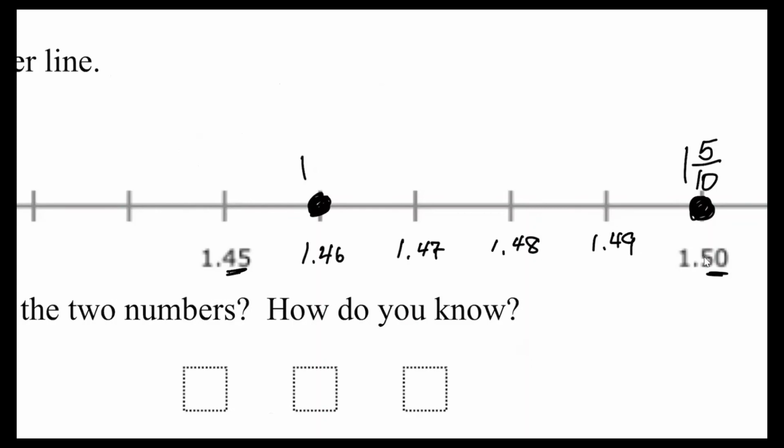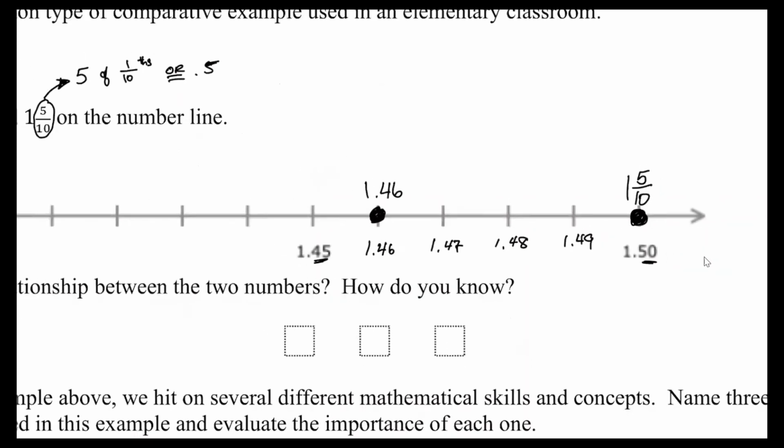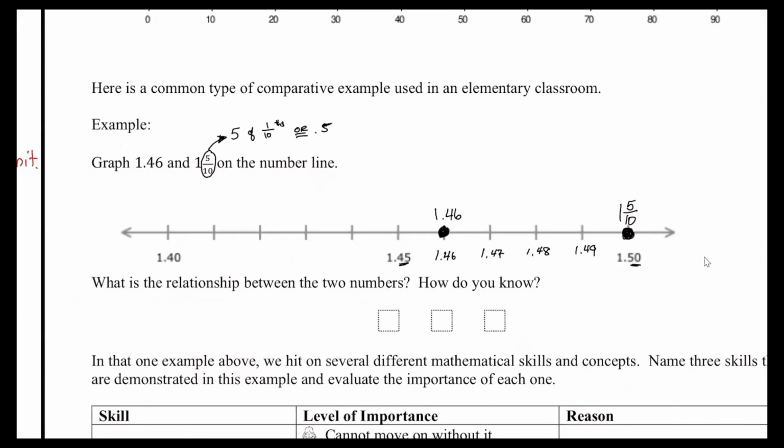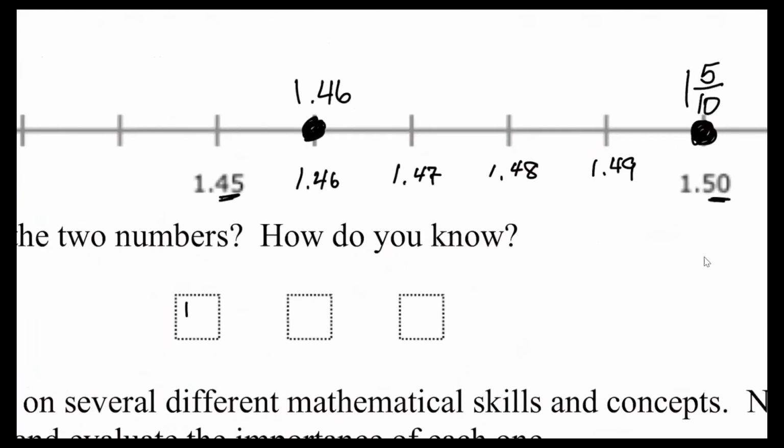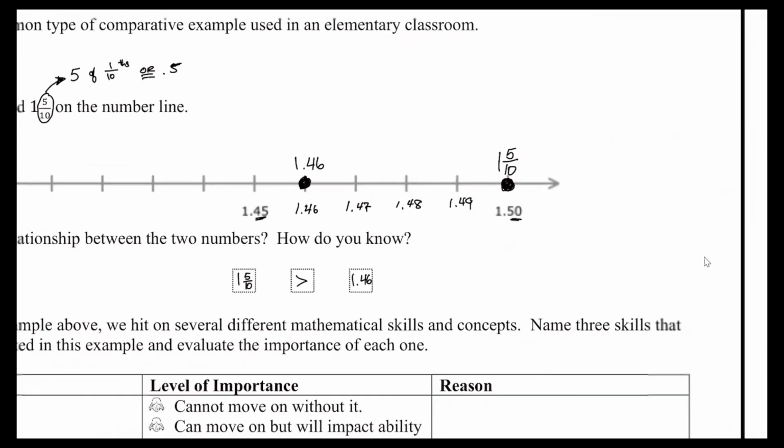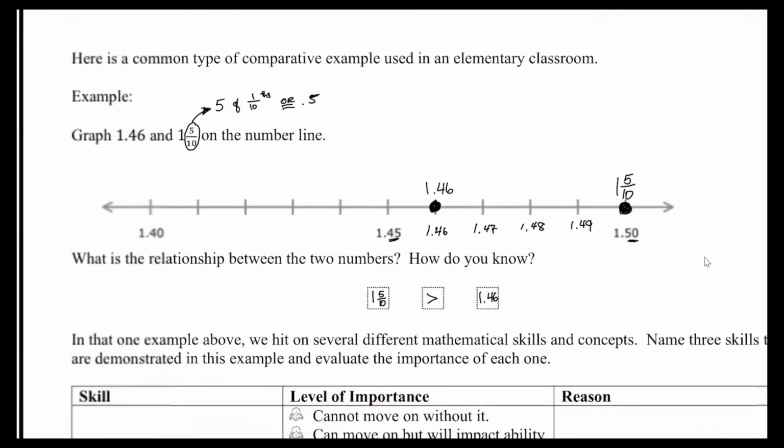So it makes sense that I would put the 1.46 here. All right. So now we have a follow-up question for the first time. What is the relationship between the two numbers and how do you know? All right. So here I know, just based on what I see, that 1 5/10 is greater than 1.46. You might have gone the other way and said 1.46 is less than 1 5/10. That's perfectly fine, means the same thing. All right, but you can draw that conclusion.